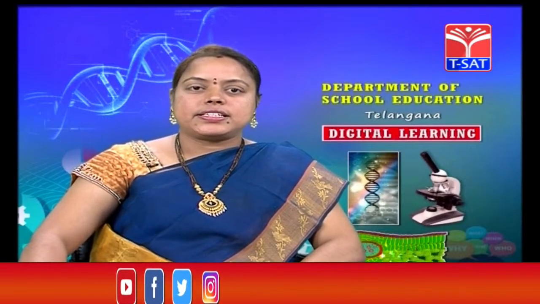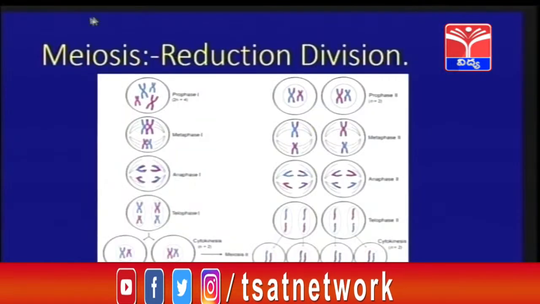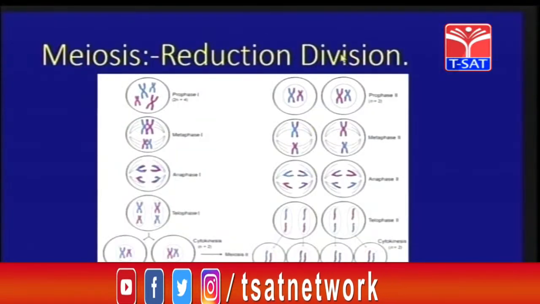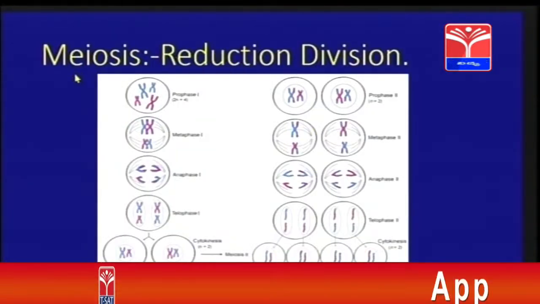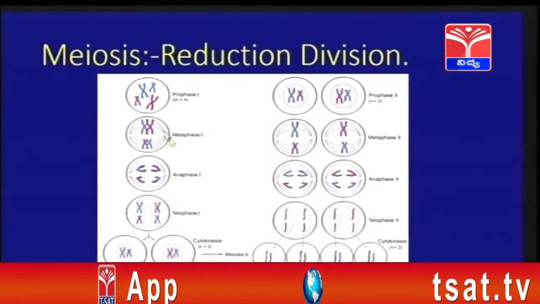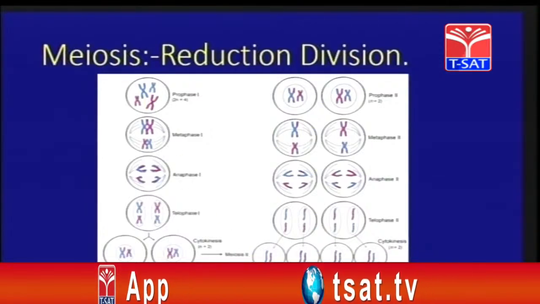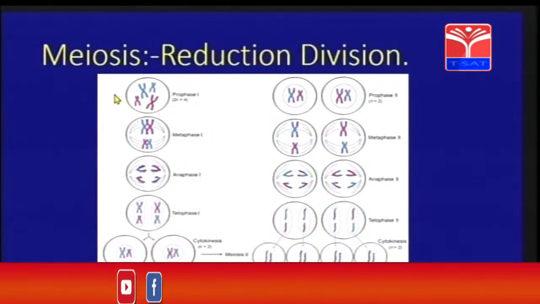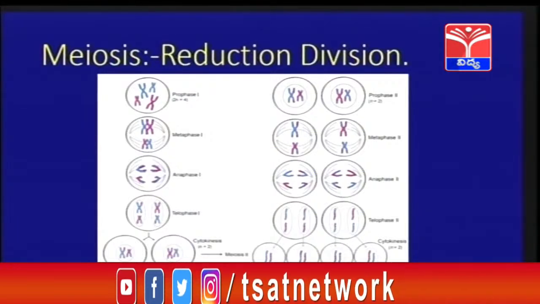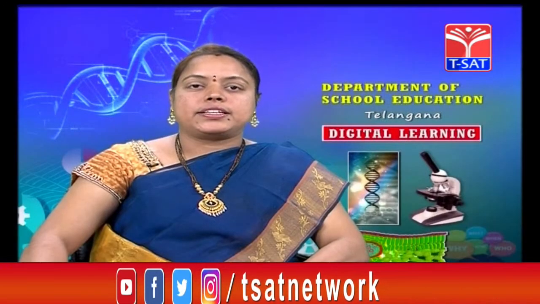Let us go to the next stage of division, that is meiosis. Children, meiosis is called reduction division, and in meiosis, one cell will give rise to four daughter cells. So, let us know where this meiosis will take place. So, children, this meiosis cycle will occur in the production of gametes during sexual reproduction.